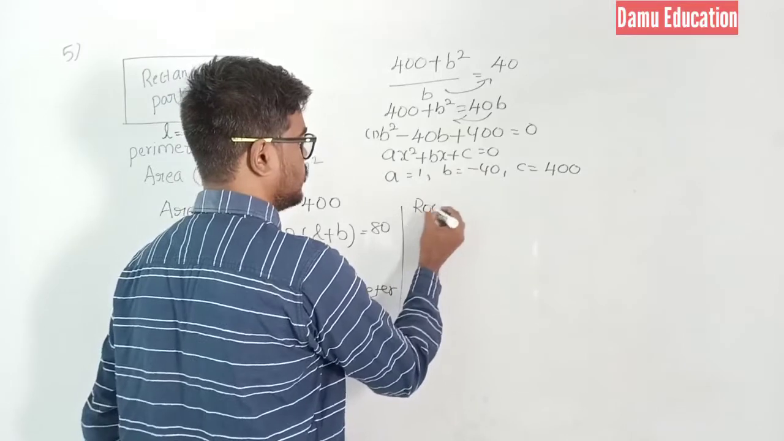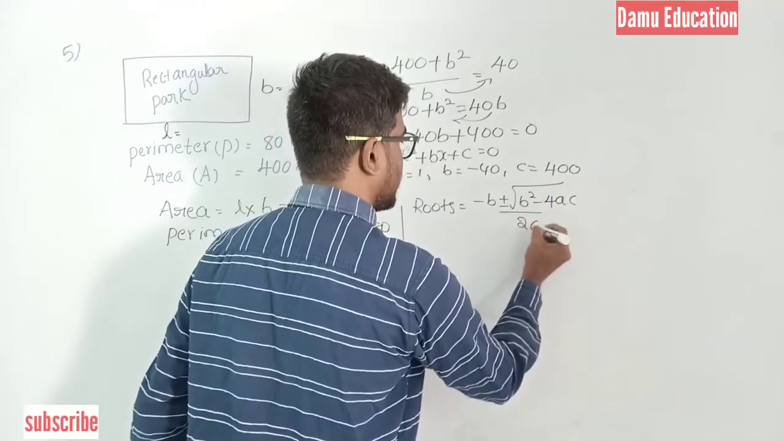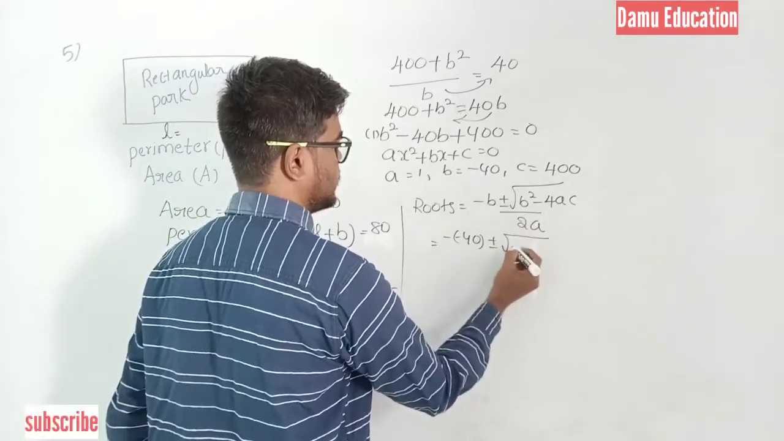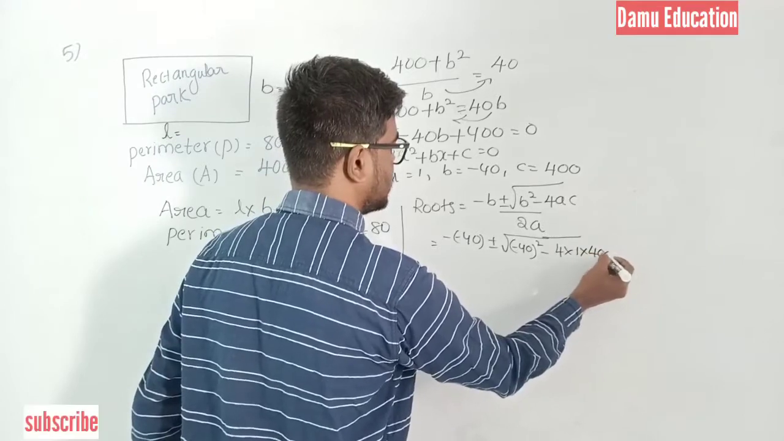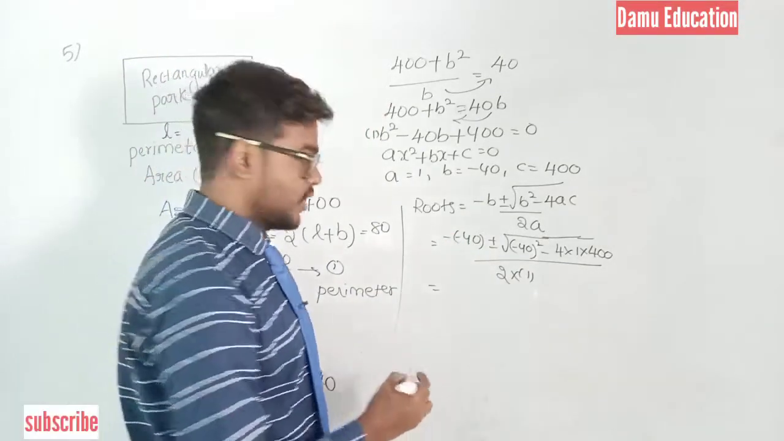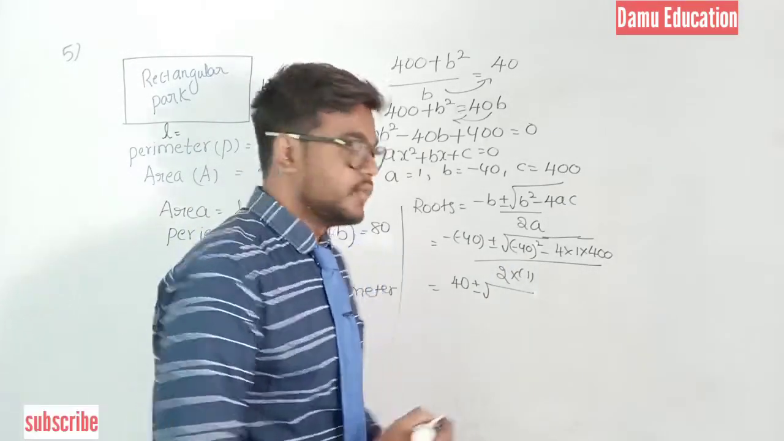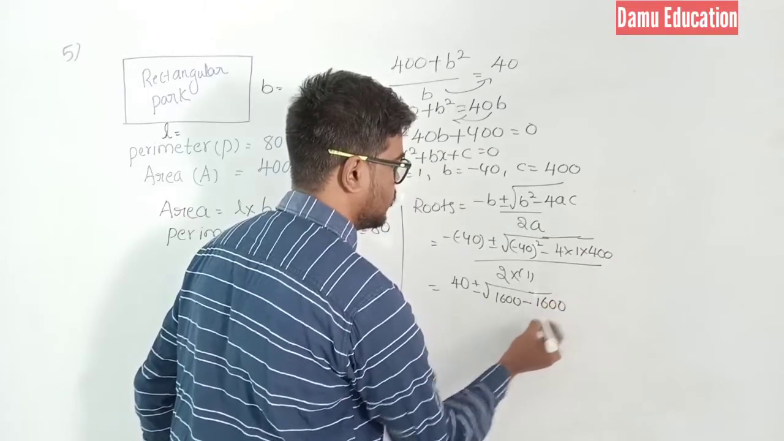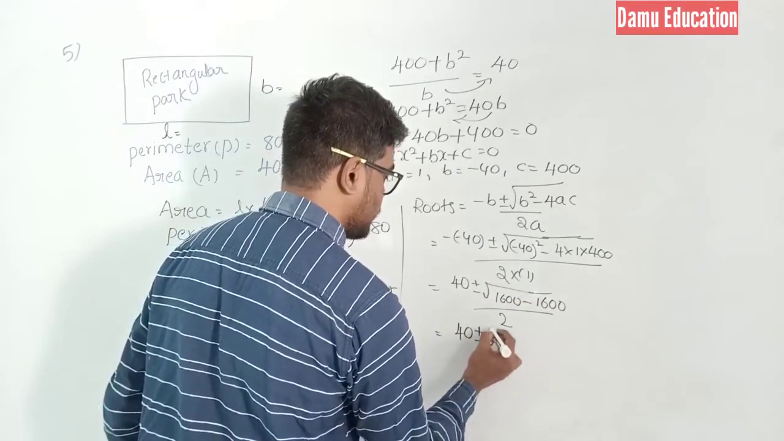So the roots are minus b plus or minus square root of b square minus 4ac by 2a. Minus b means minus of minus 40, plus or minus square root of (minus 40) whole square minus 4 into 1 into 400, whole divided by 2 into a, which is 1. So minus into minus becomes plus. So 40 plus or minus square root of 40 square, which is 1600, minus 4 into 400, which is 1600, by 2. So we get 40 plus or minus square root of 0, by 2.